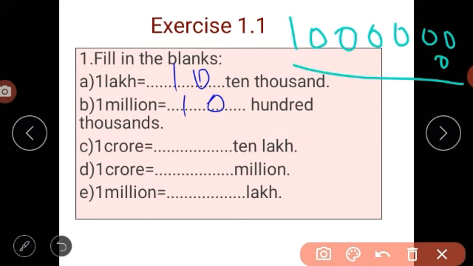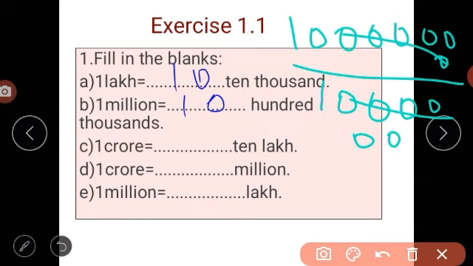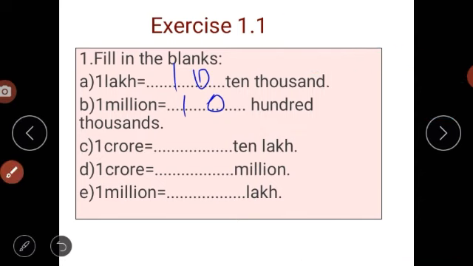Next, divided by which number? By 10 lakh. In 10 lakh we have 6 zeros: 1, 2, 3, 4, 5 and 6. So cancelling 6 zeros from the numerator and denominator, how much do we get? Here also the answer is 10.